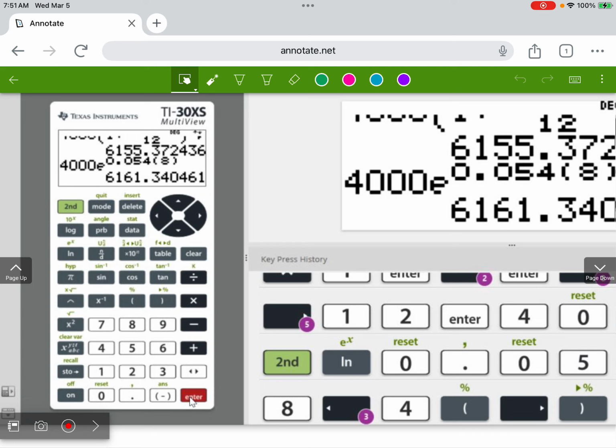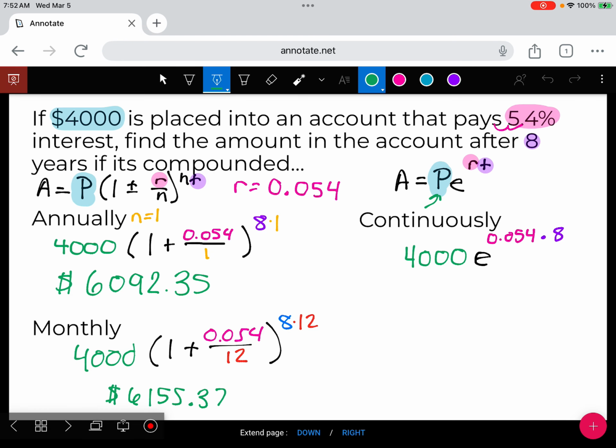And just like when we did it in the bell work, when we took our annually versus our monthly versus our daily, the closer and closer our compoundings get, the slightly more money we get. So here we have 6,161.34.